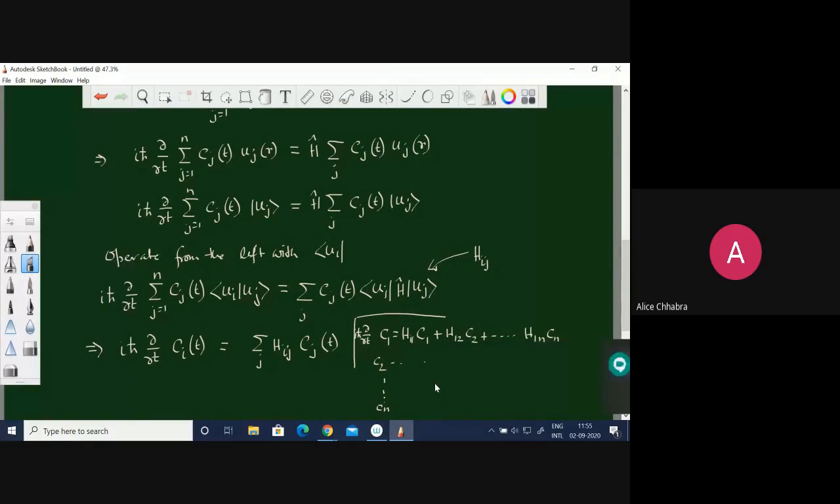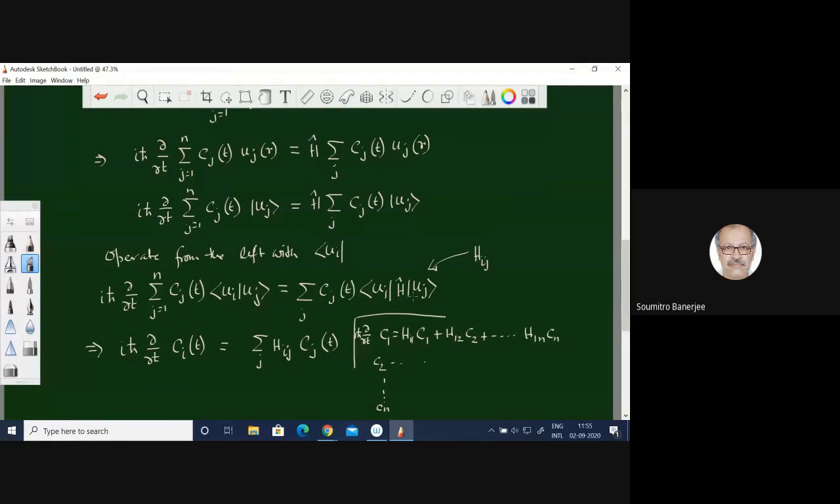Sir, in the second last step, when we are representing that inner product, the H operator, which we call the Hij elements that we wrote, the H operating on Uj should also bring out some constant Aj, right? So there should be one Aj constant also.